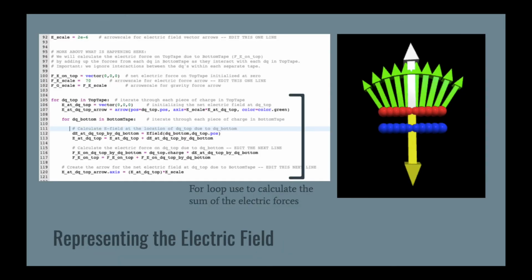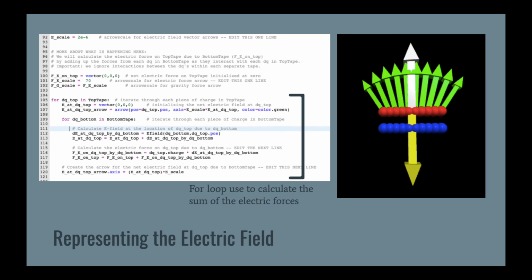Once all the setup was done, I used a for loop to create green arrows starting at the position of each of the red spheres and extended up to represent the electric field at the points. To do this, I used the nested for loop to calculate the E field as well as the electric force at the sections of the top tape due to the sections of the bottom tape. More specifically, when calculating the E field at each point, I called the function E field with the source location at the specific section of the bottom tape and the observation location at the current section of the top tape, then added that to the net electric field for the section of the top tape. Then I also calculated the electric force at that specific section and added it to the overall net electric force on the top tape.